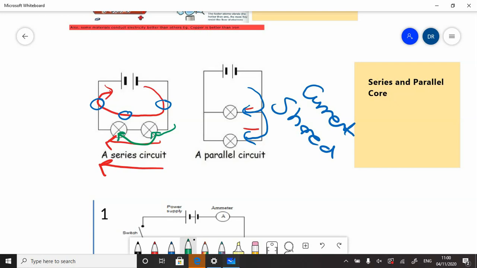So the voltage is distributed over both bulbs. So if we had 6 volts given out at the start, each of these light bulbs would have 3 volts each, and effectively be half as bright as they could be as if there was only one in the circuit.